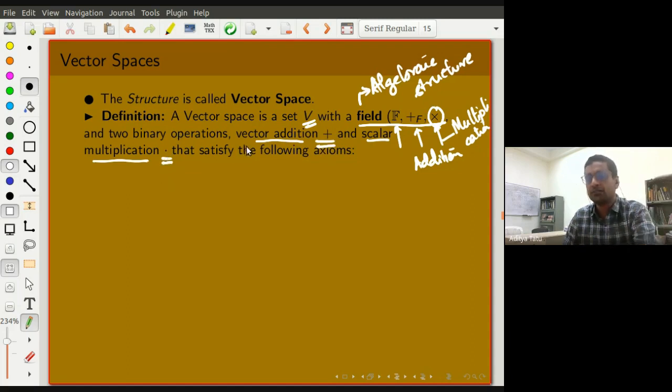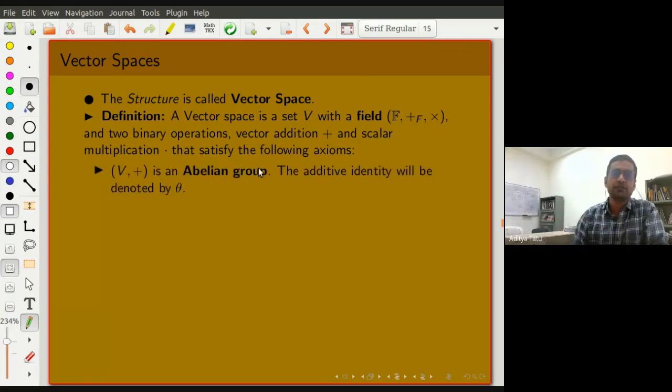All these four have to satisfy axioms. Just like a set and a binary operation, if they satisfy certain axioms, they form a group. Similarly, a set and a field with two binary operations that satisfy the axioms that are going to follow, then that set is what is going to be called a vector space. So let me specify the axioms. First is easy. A set V with this particular addition operation should form an abelian group.